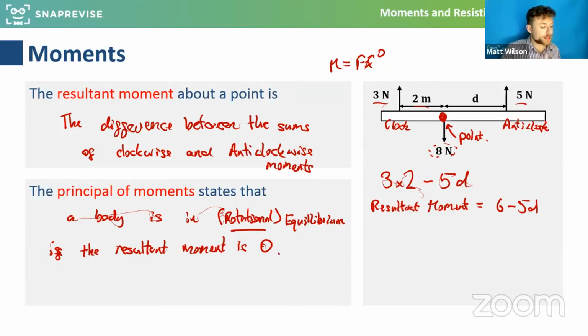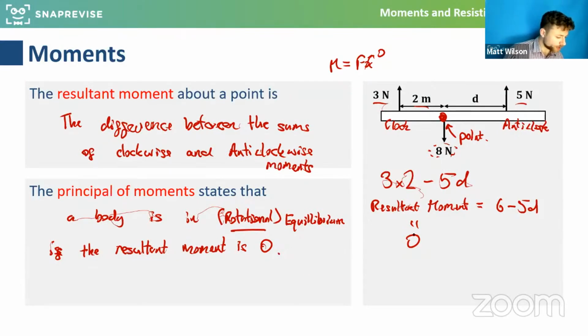Okay, so let's apply this idea to the diagram on the right-hand side. Let's say that I tell you that this object on the right-hand side is in rotational equilibrium. That gives me an equation. It tells me that the resultant moment must be 0. So putting together all these ideas, you could actually figure out that distance d. You could figure out what that distance d needs to be if this thing is going to be in rotational equilibrium.